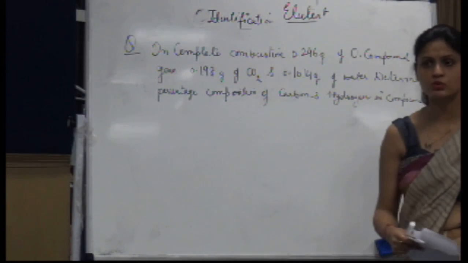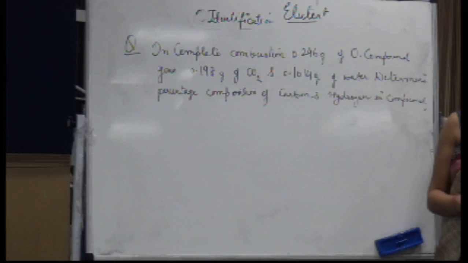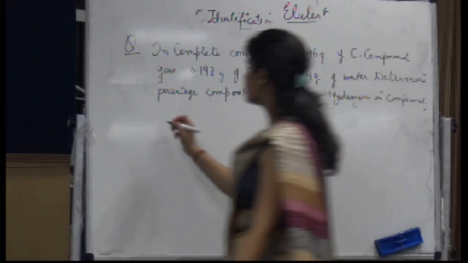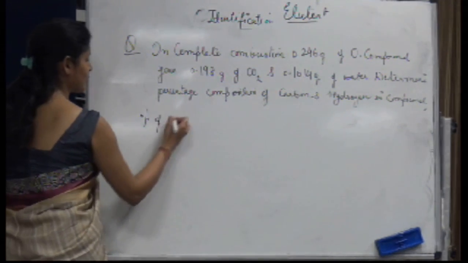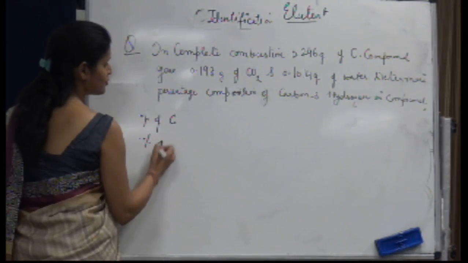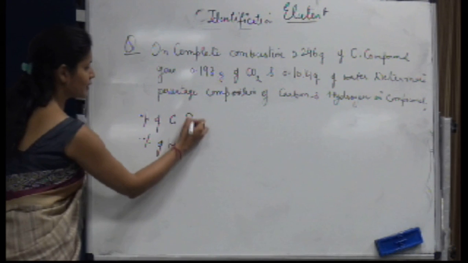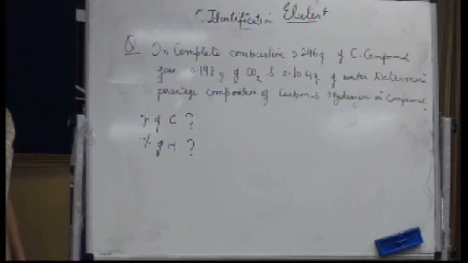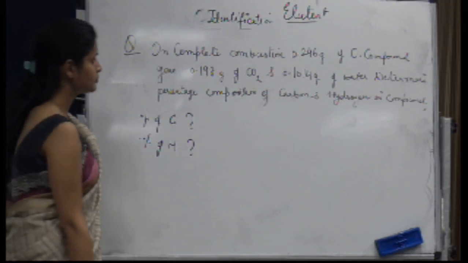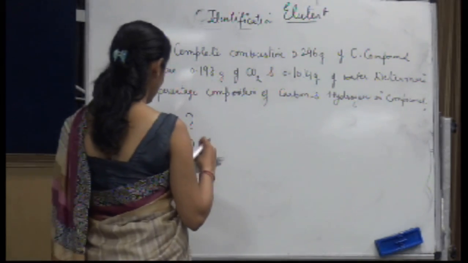How do I do this question? I want to know the percentage composition of carbon and percentage composition of hydrogen. So how do I find it? Anybody?